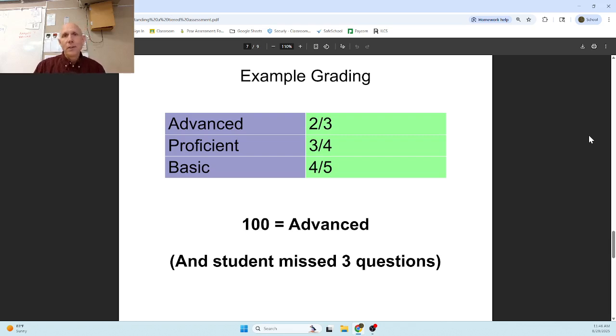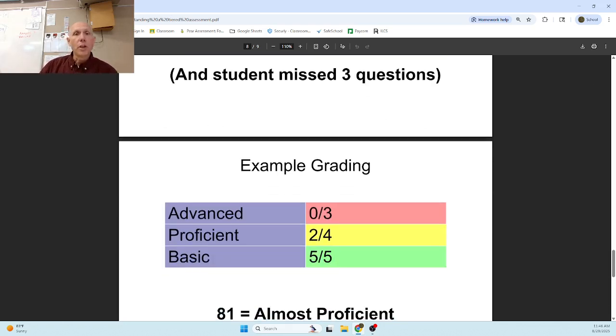Hey, in life, you're going to miss stuff. Doesn't mean you don't know what you're doing. Doesn't mean you're not advanced. It means you missed something. I look at it like in baseball, you're batting like .300, really good? That still means you're missing 70% of the at-bats. And you're still really good. So you can miss some questions and still be advanced in my class.